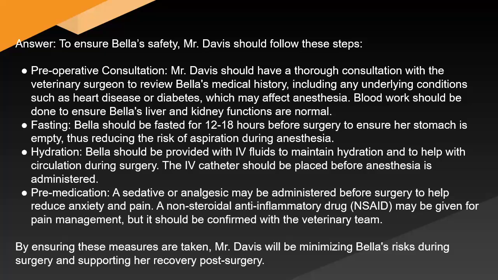Fasting. Bella should be fasted for 12 to 18 hours before surgery to ensure her stomach is empty, thus reducing the risk of aspiration during anesthesia. Hydration. Bella should be provided with IV fluids to maintain hydration and to help with circulation during surgery. The IV catheter should be placed before anesthesia is administered.